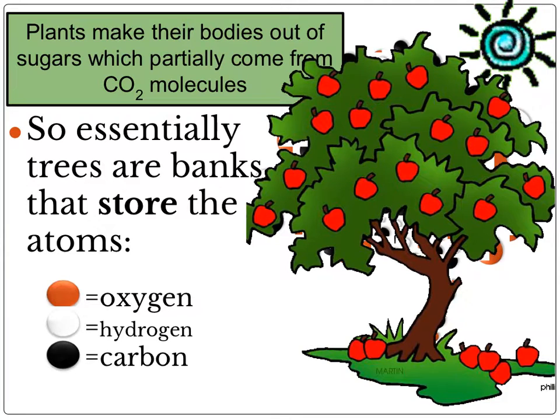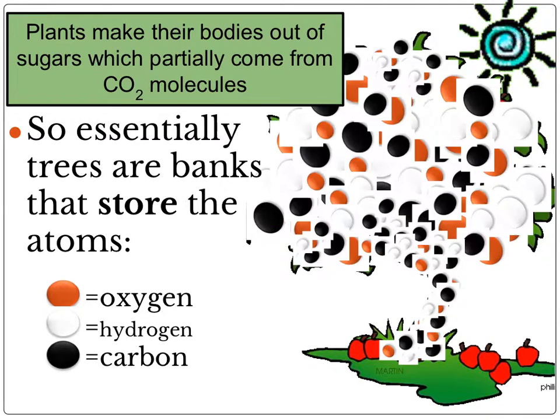So that does mean that essentially, when you look at a tree, if you want to look at it on an atomic scale, these things are just giant banks of oxygen, hydrogen, and carbon. We call them banks because they are places where you can store these atoms. They are stored in sugar molecules. So that means that this entire tree at the atomic scale is just essentially oxygen, hydrogen, and carbon.